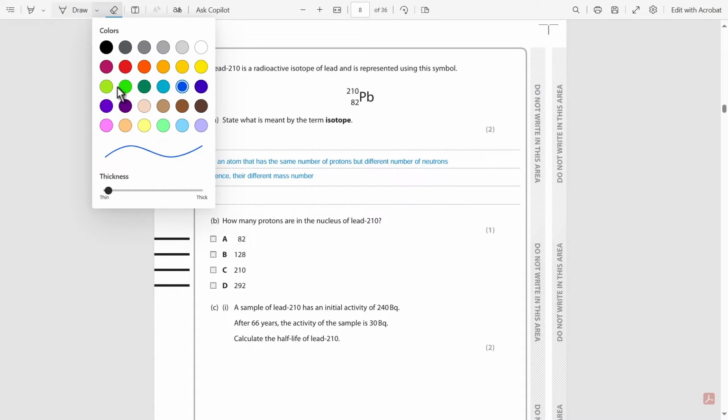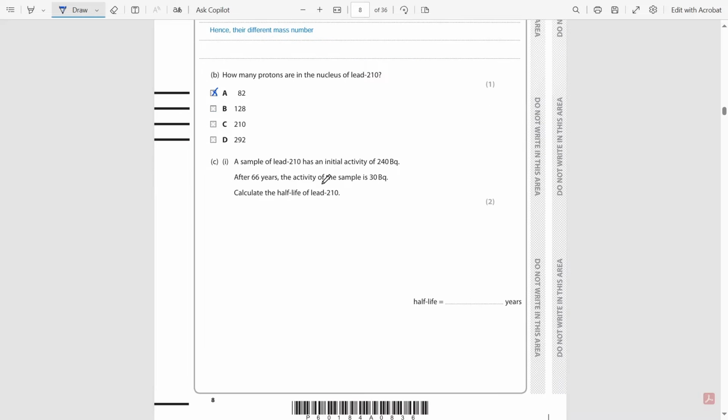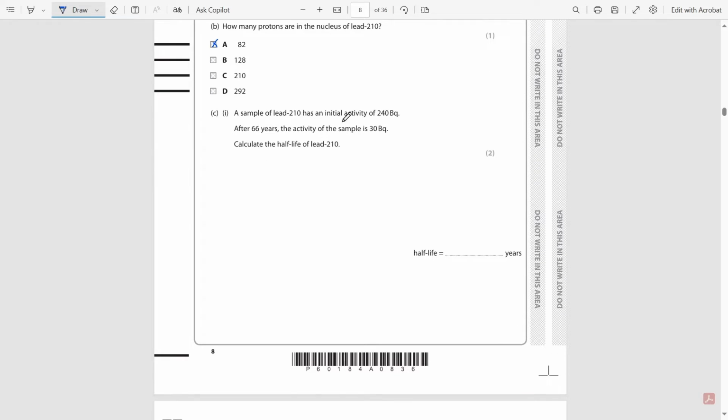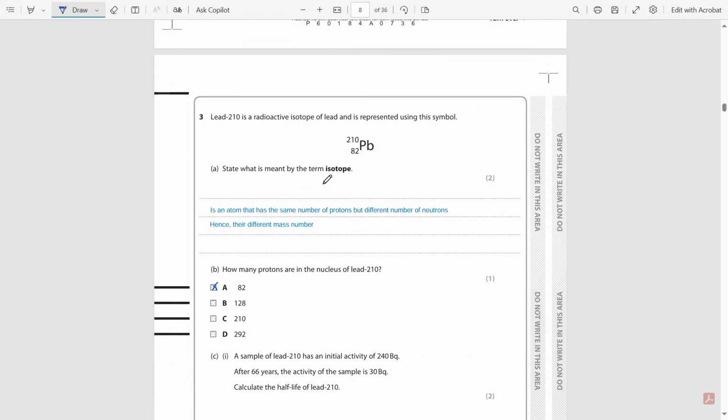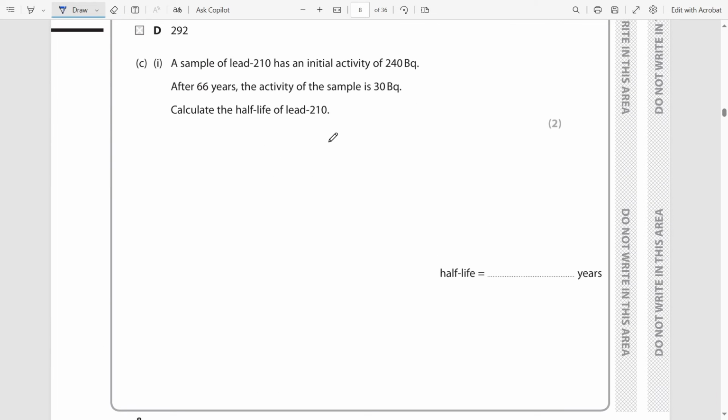Rub that out. I could be doing a different color, guys. I never realized. Okay, here. A sample of lead-210 has an initial activity of 240 becquerels. Okay, becquerels, guys. This is probably our first equation on a physics paper. It's weird. Anyways, it has an initial activity of 240 becquerels. After 66 years, the activity of the sample is 30 becquerels.